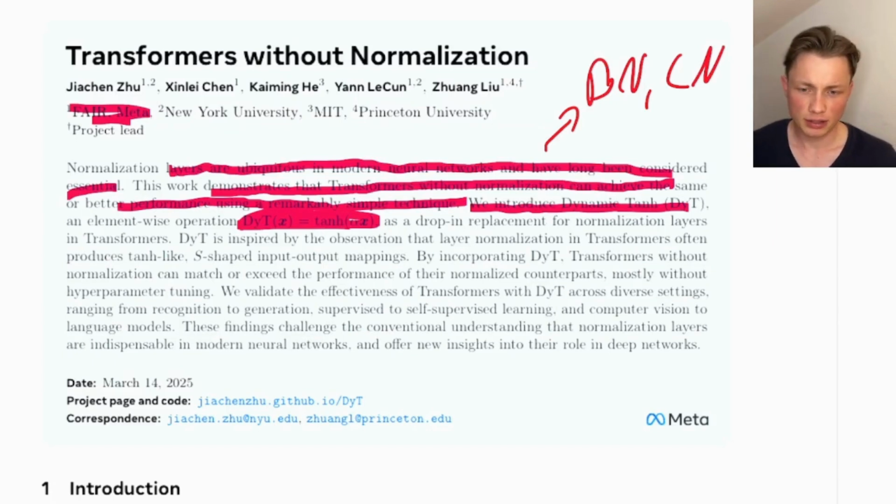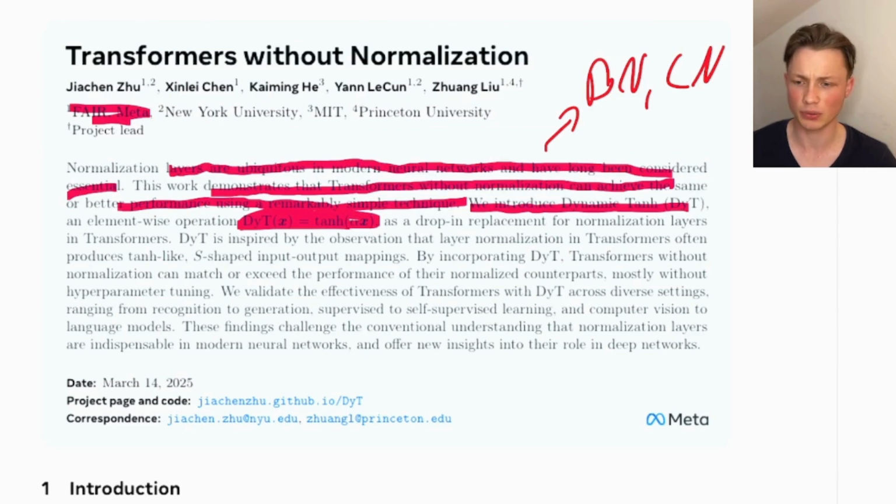We validate the effectiveness of transformers with DyT across diverse settings, ranging from recognition to generation, supervised to self-supervised learning, and computer vision to language models. So they're not showing that it works on MNIST, for example. Everything works on MNIST. They show that it also works in different domains with different pre-training or training ideas. So from self-supervised learning to supervised learning, from computer vision to language, and they also showed that it works for DNA sequences.